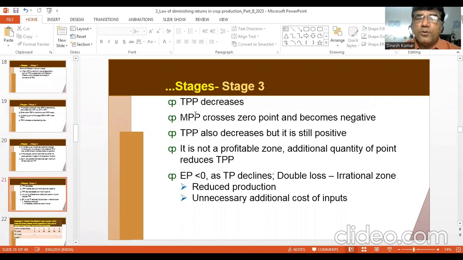Stage 3, here total physical product decreases. Marginal physical product crosses 0 and becomes negative. Total physical product also decreases, but it is still positive. It is not a profitable zone. Additional quantity of input reduces total physical product. EP is less than 0 as TP declines. Double loss, irrational zone: reduced production and unnecessary addition of cost of input. So extra cost will be there.